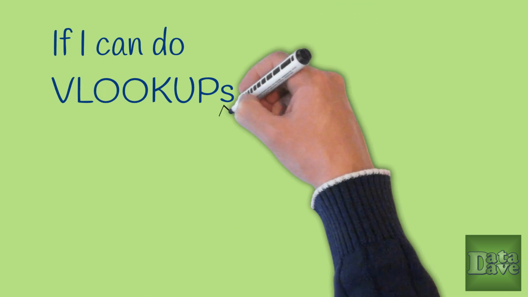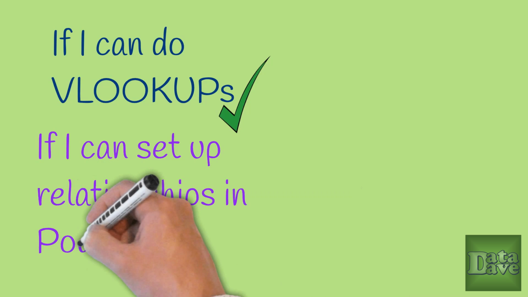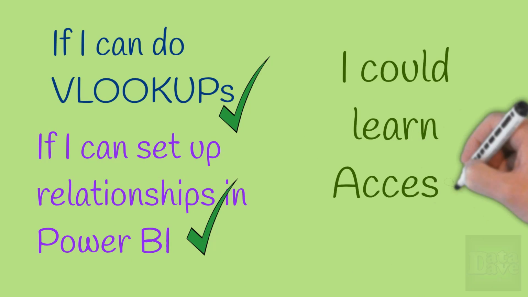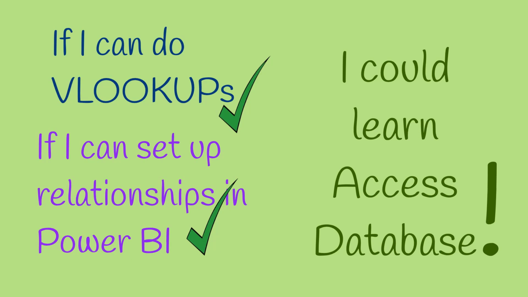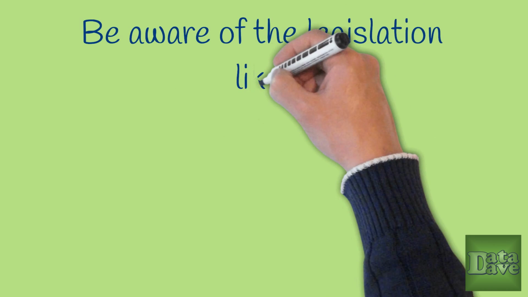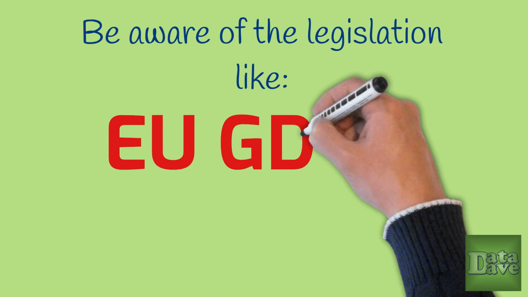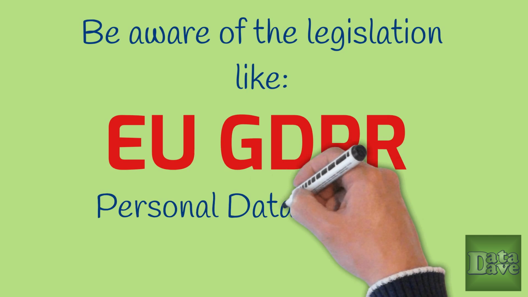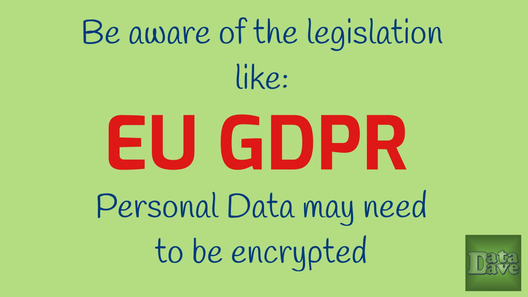And if you can do VLOOKUPs or you've already set up table relationships in Power BI, it's not a huge step to learn the basics of Access. This approach, though, can bring problems of its own. It's fine if you're just number crunching generic data, but if you're handling customer sensitive personal data, you have to take data privacy very seriously. You don't want to fall foul of legislation like EU GDPR.